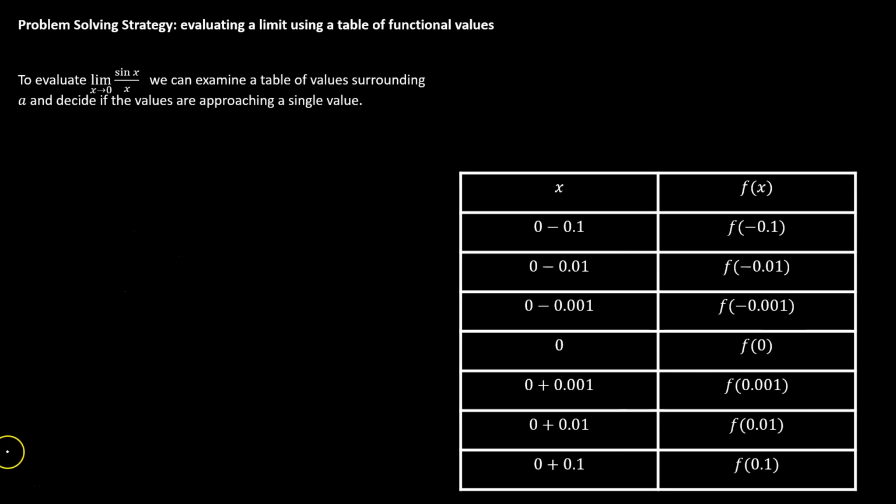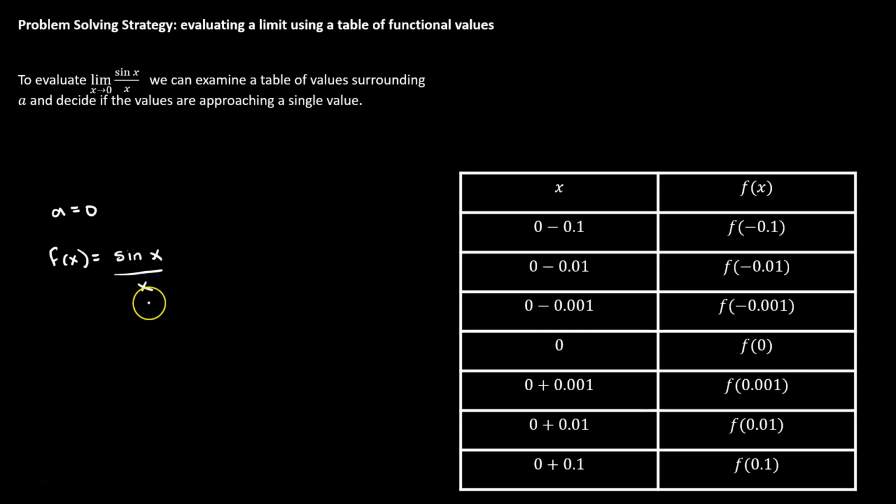Let's look at another limit statement. So in this limit statement, x is approaching 0, so we know that a is equal to 0, and the limit has the function f of x is equal to sine x over x.